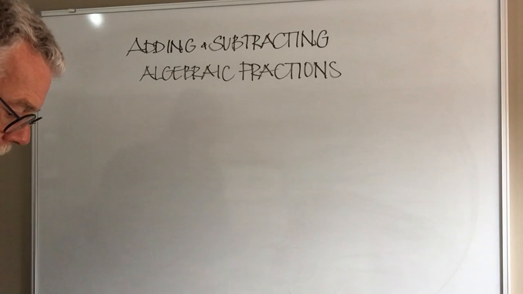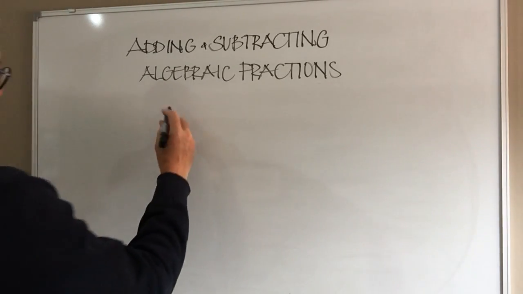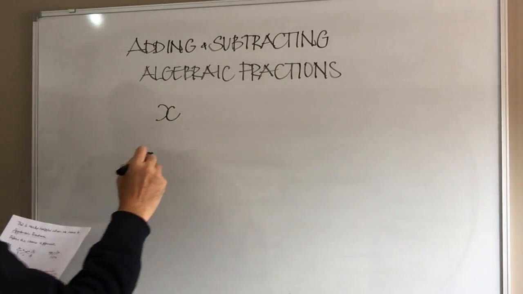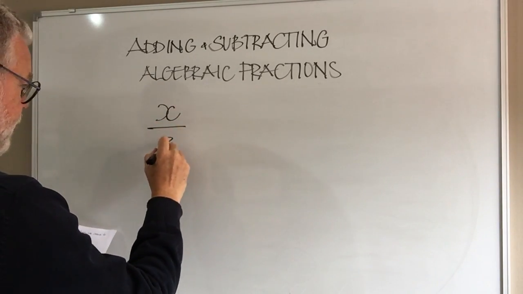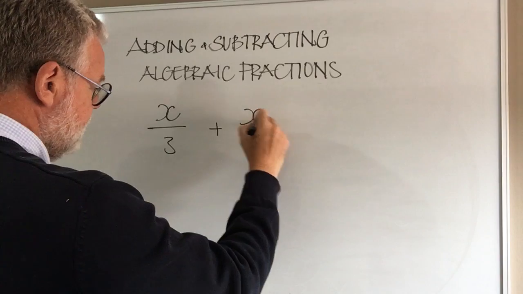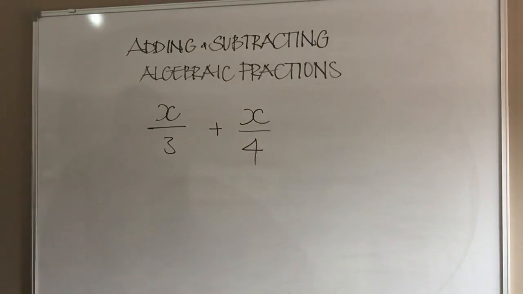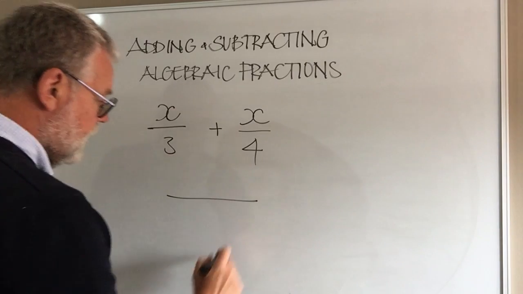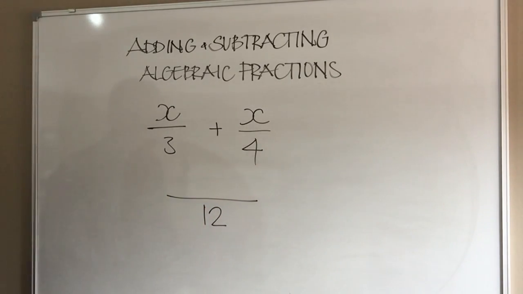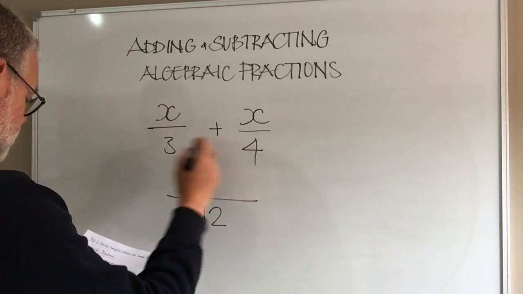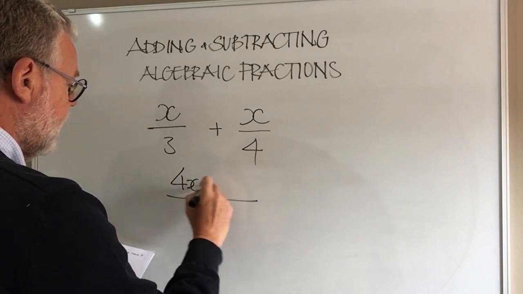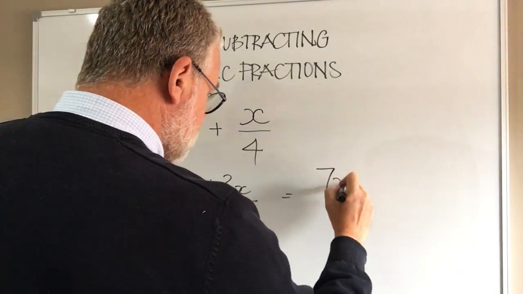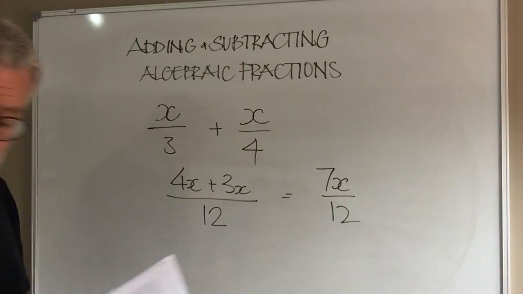Let's have a look. So this time, if I had x over 3 added to x over 4, well, using our principle, we multiply across to give us the denominator of 12, then we cross multiply to give us 4x plus 3x, so the answer would be 7x over 12.